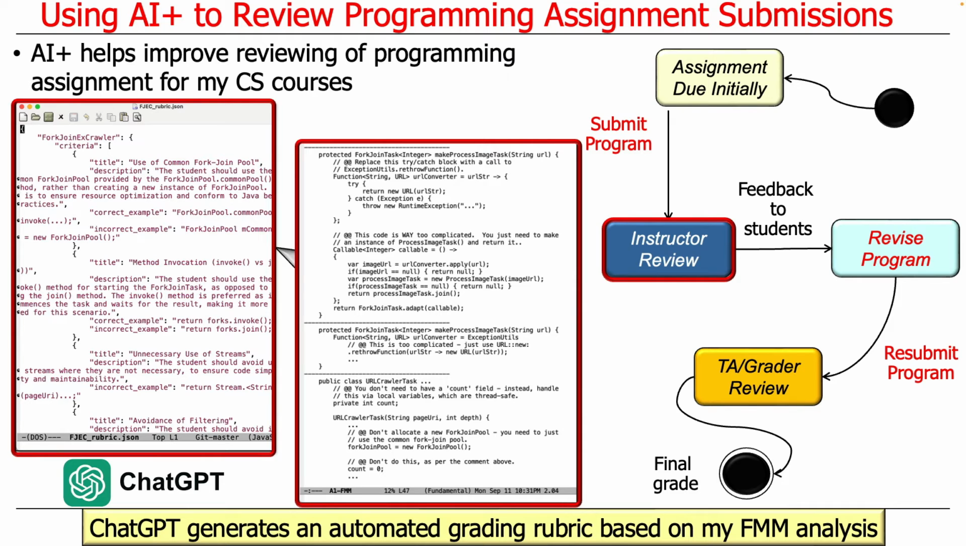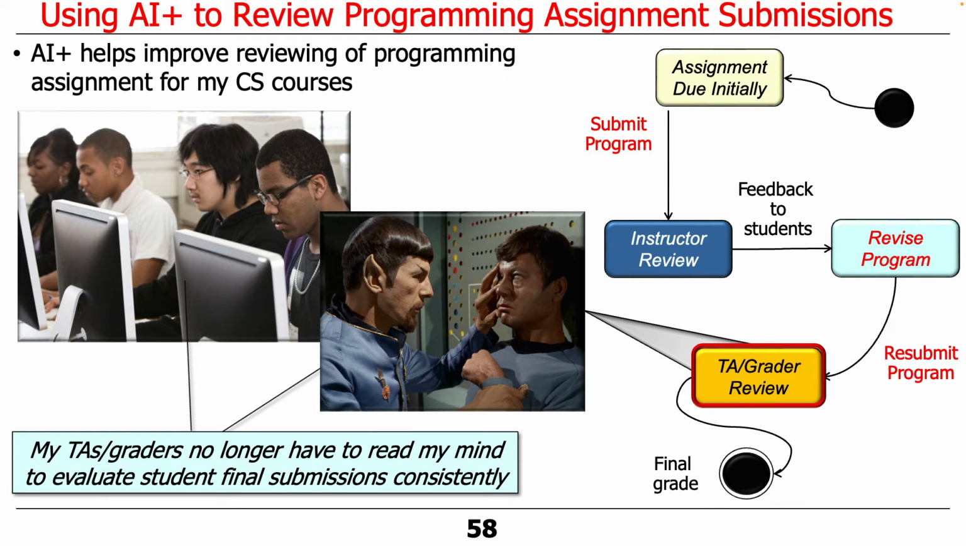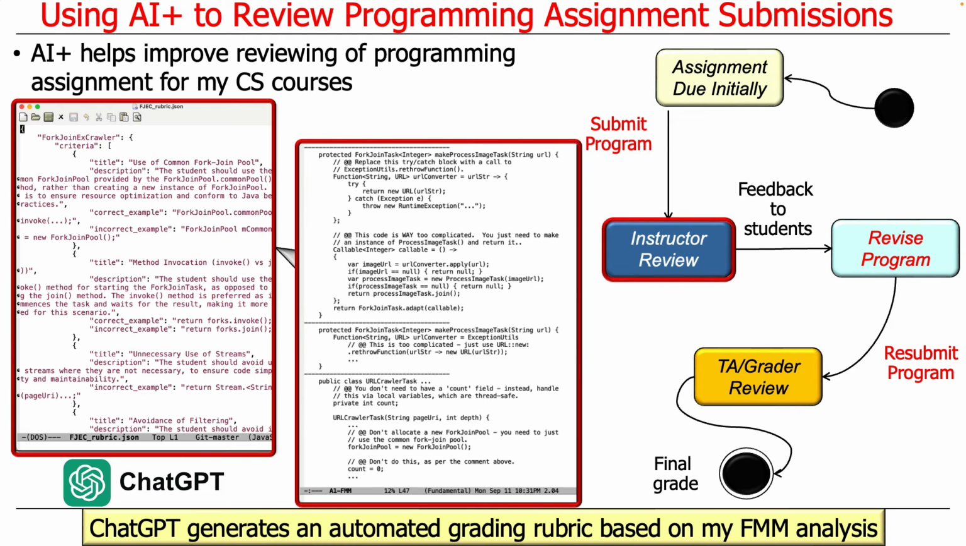And then we take that JSON file and we create a rubric that we can feed to ChatGPT. So we can give ChatGPT this rubric. And what we then do, and we'll see the rest of this stuff, is when the graders and the TAs do the final assessment, they don't have to try to read my mind. They don't have to be me. They just have to take a look at the output of what ChatGPT is doing via the discrepancy analysis based on this rubric that we're giving it.